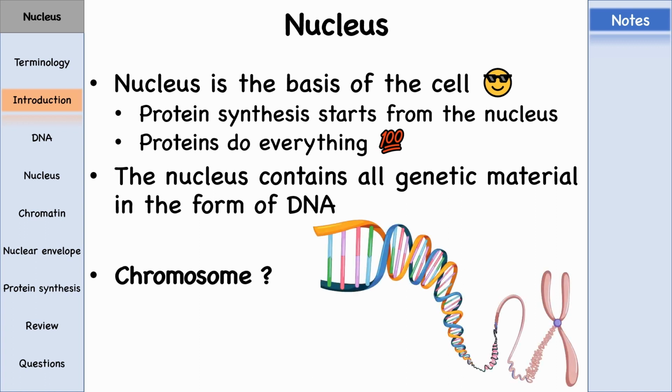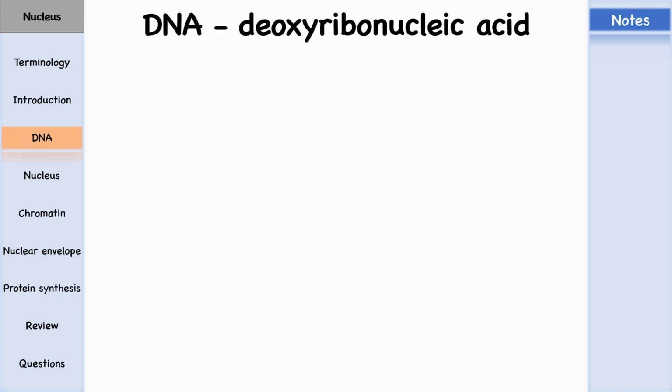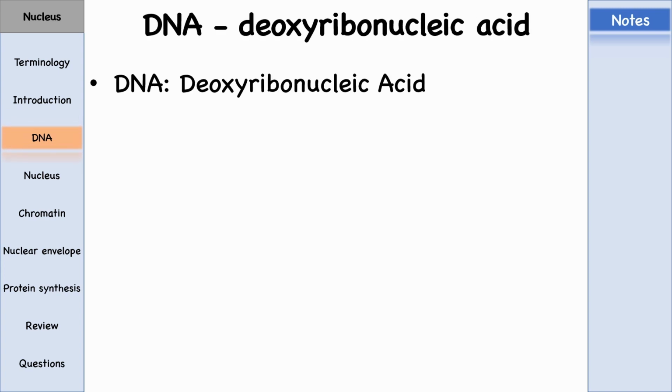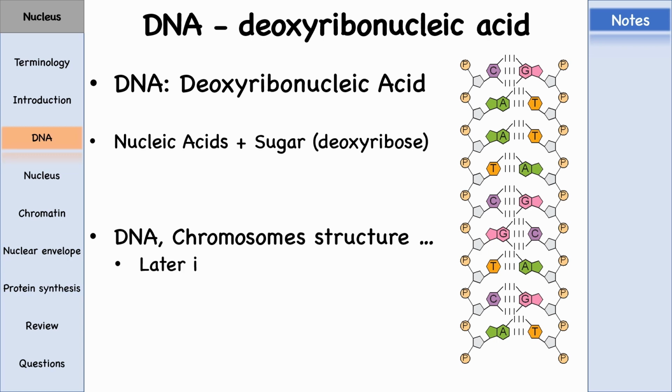The chromosome is a huge DNA complex tightly coiled and packaged to form an X-shaped chromosome. DNA is an abbreviation for deoxyribonucleic acid, which consists of nucleic acids and sugar. We will talk about the structure of DNA and chromosomes in detail in the medical genetics lessons.